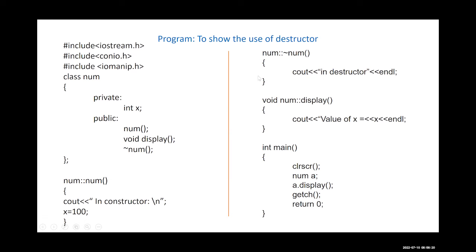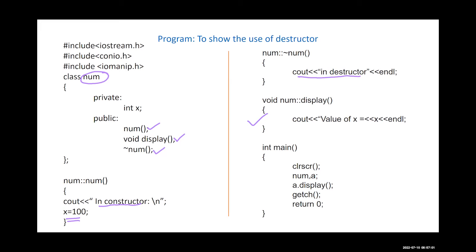Now let us see one example. We have a class whose name is num, and I have a constructor, a destructor and a normal display function, which is my member function. In the constructor I am printing "I am in constructor" and initializing the x value to 100. In the destructor we are not performing any initialization or calculation, but we can have a simple cout statement saying "in destructor", so that whenever it gets executed it is printed. Then I have a display function where I'm displaying the value of x.